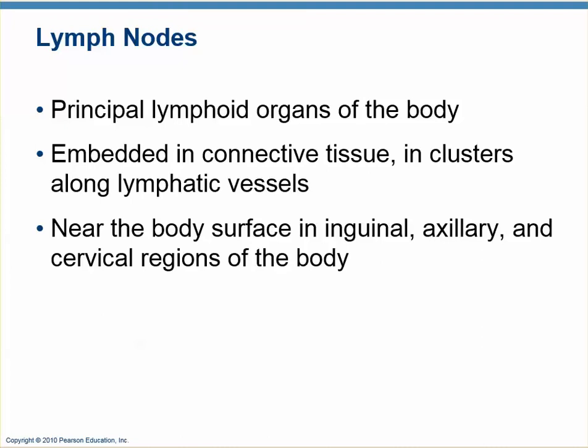So the simplest lymph organ is a lymph node. It's the principal lymphoid organ in the body. We find them clustered together in areas, and they're associated with the lymphatic vessels. They tend to be fairly near the surface, and they tend to be where things come together. So we have them in the groin, in the inguinal region. We have them in the axilla, the armpits. We have them in the cervical region of the body. So it's basically where your head, your arms, and your legs attach.